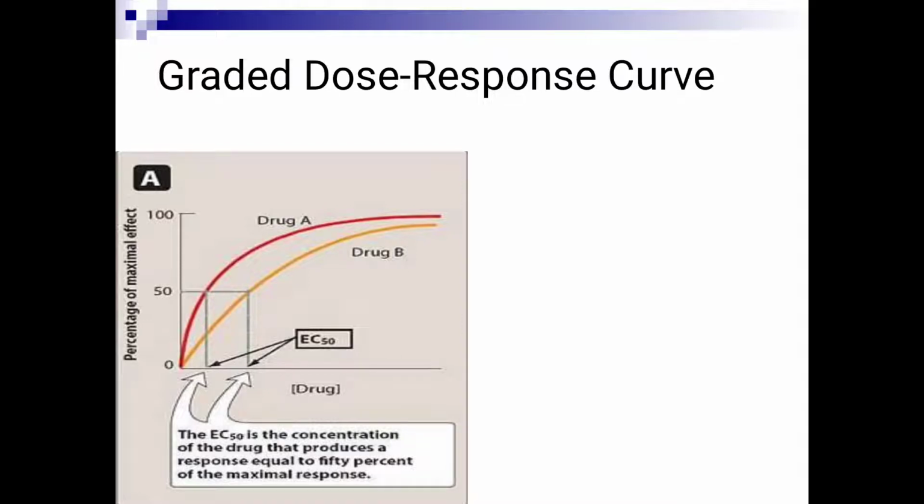EC50 means the concentration of the drug required to produce 50% of the maximum response. The concentration that produces half of the maximum response is called EC50. So you can see for drug A the EC50 is low and for drug B the EC50 is high. So it is basically a simple dose response curve.